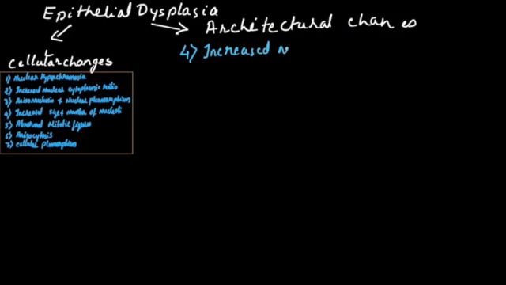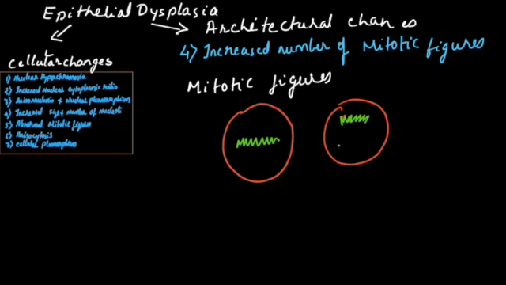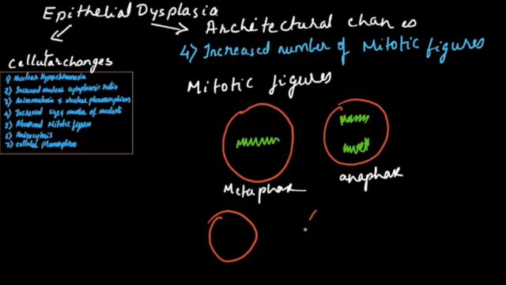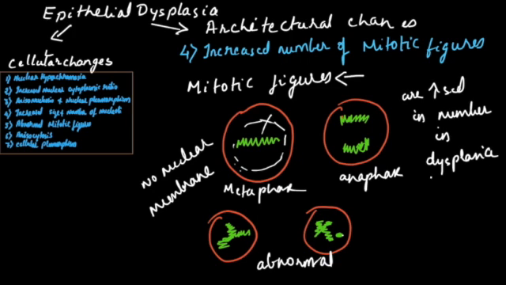Fourth architectural change is the increased number of mitotic figures. Let's understand what mitotic figures are. They are basically the chromosomal arrangement inside the cell without a proper nucleus. It can be metaphase, anaphase, which are the steps in normal mitosis, or the abnormal mitotic figures, which we have already learned. So these without the nuclear membrane are called mitotic figures, which are increased in number in dysplasia.